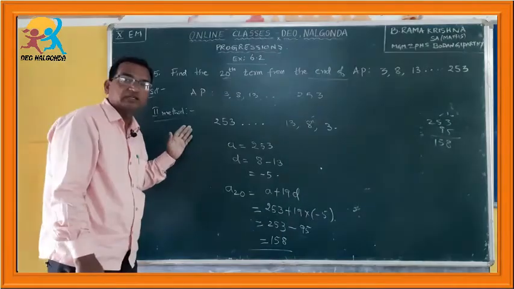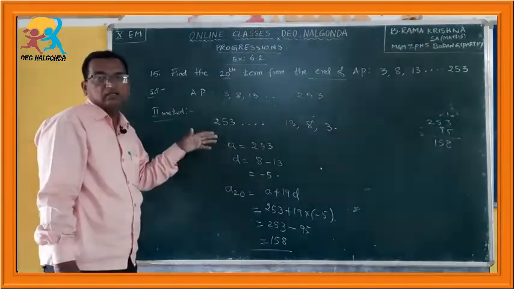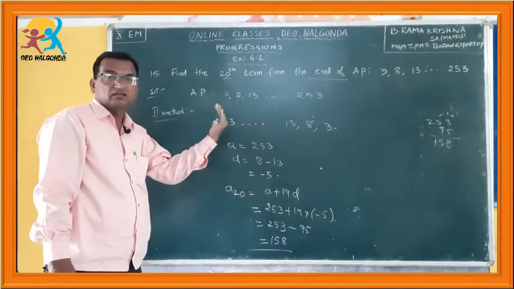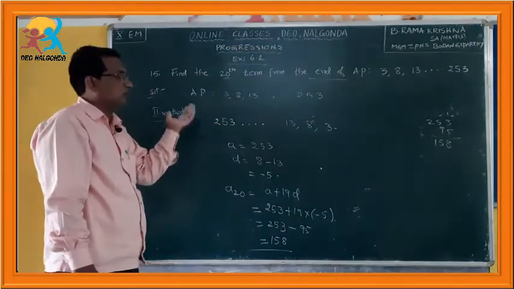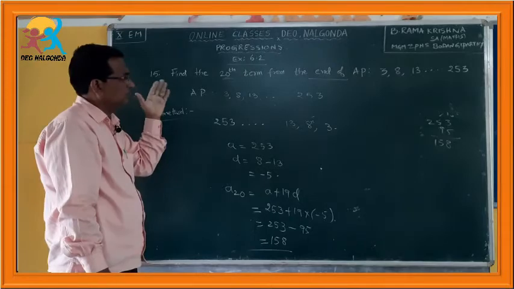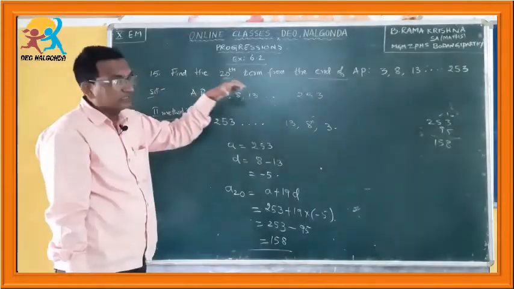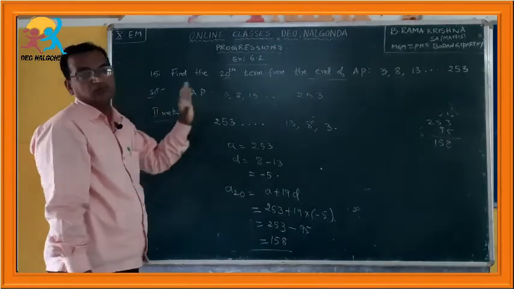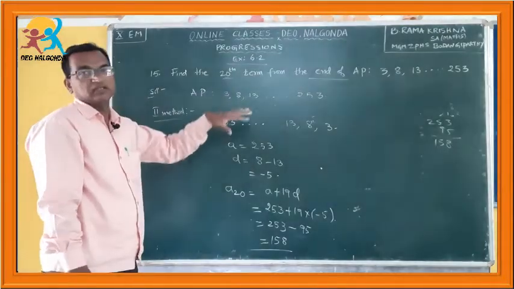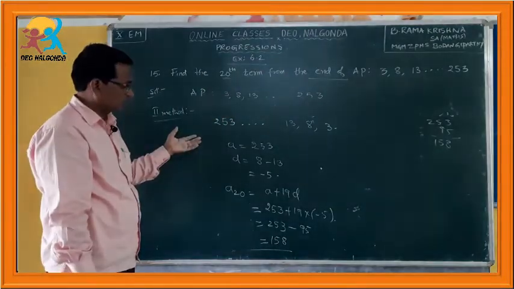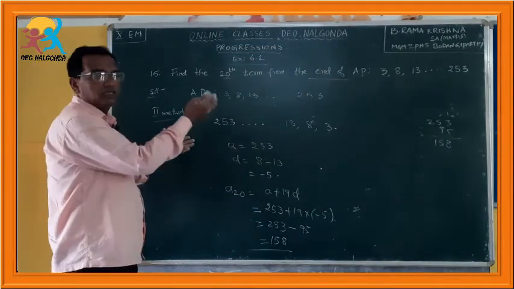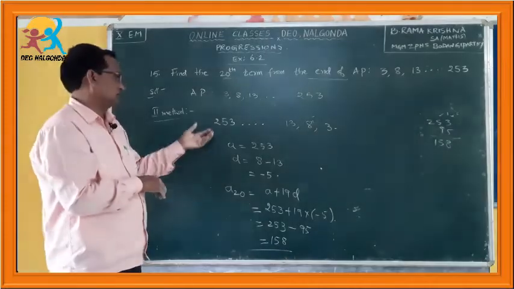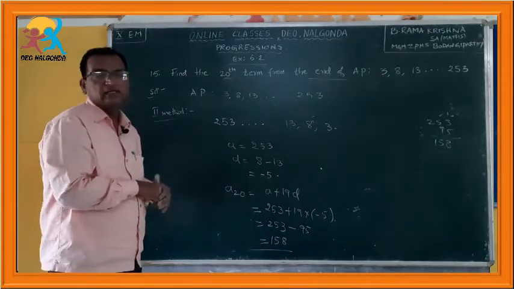In the previous method, what happened? We tried to find out the 20th term from the last, counting from the beginning. What is that number from the beginning? Here, we simply reversed the progression and found the 20th term directly.